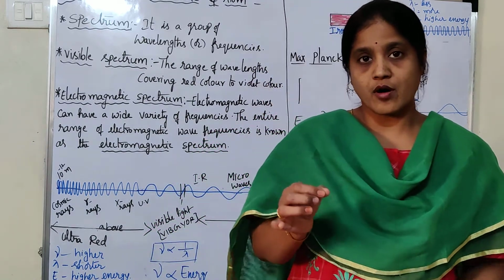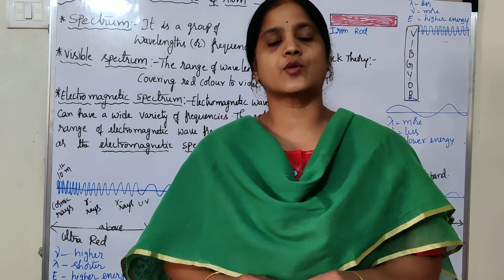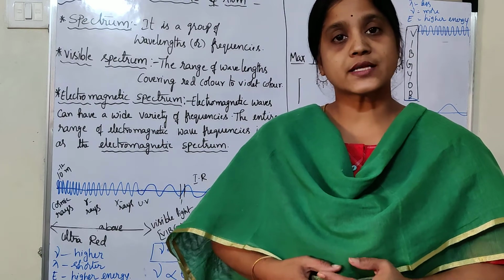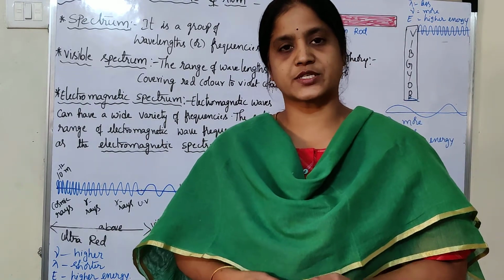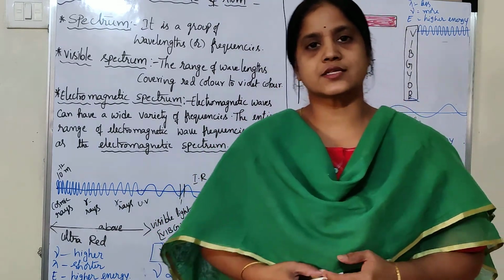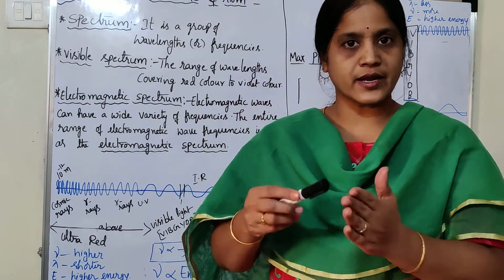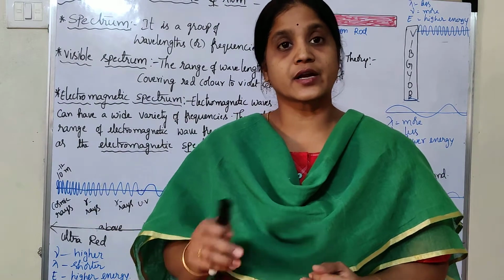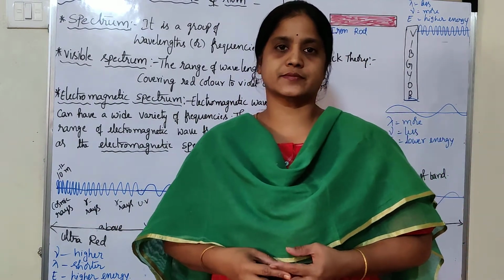So a group of wavelengths or a bunch of wavelengths is known as a spectrum. Once again I am repeating, what is spectrum? A group of wavelengths is known as a spectrum, or otherwise you can call it a bunch of wavelengths. So if you take VIBGYOR, it contains 7 different wavelengths. So it comes under the visible spectrum, violet to red.